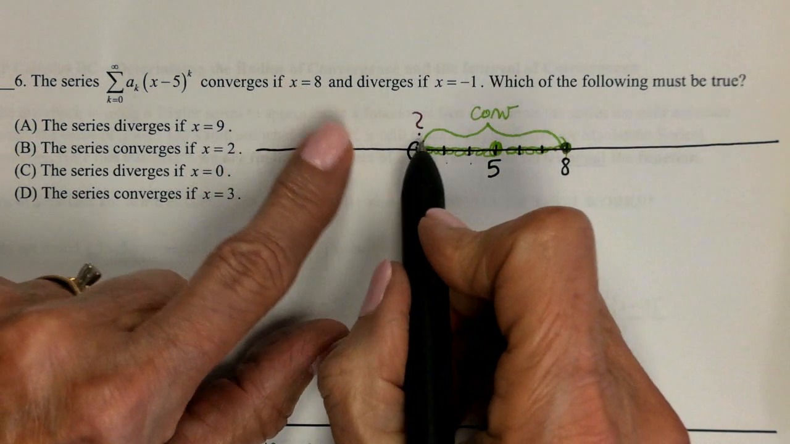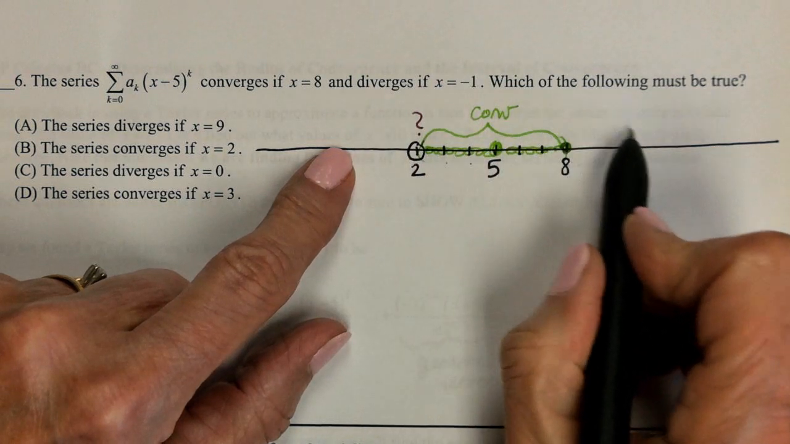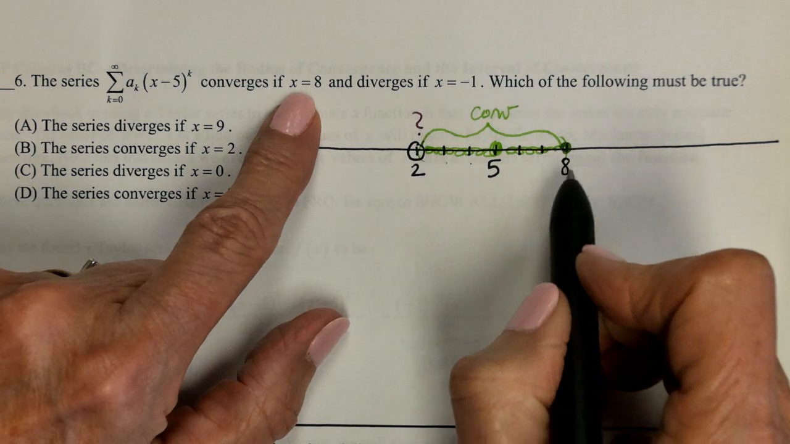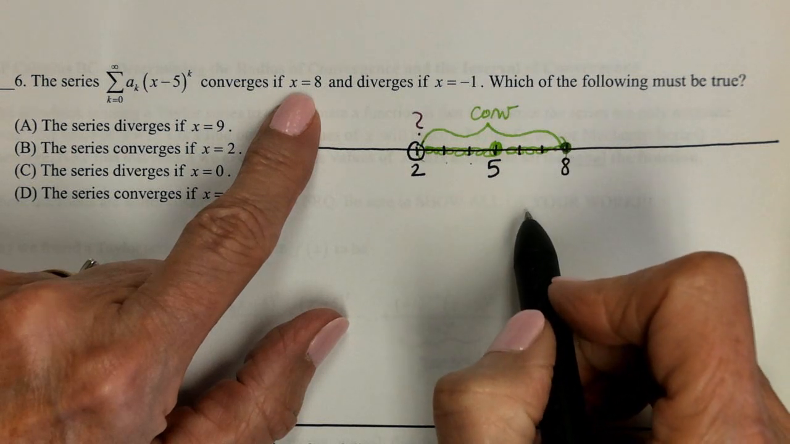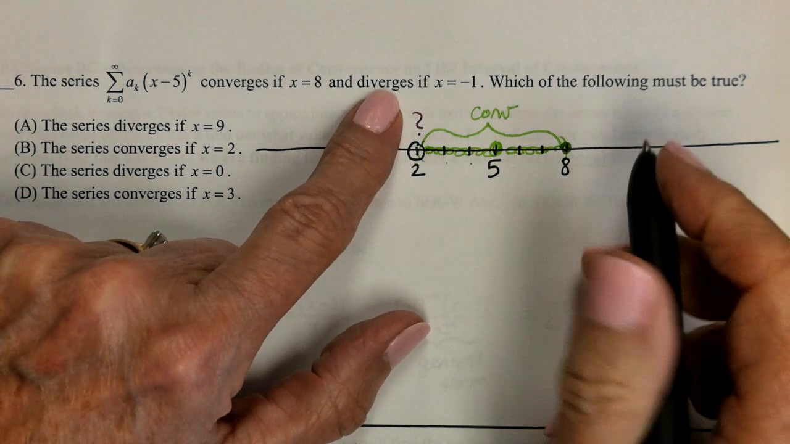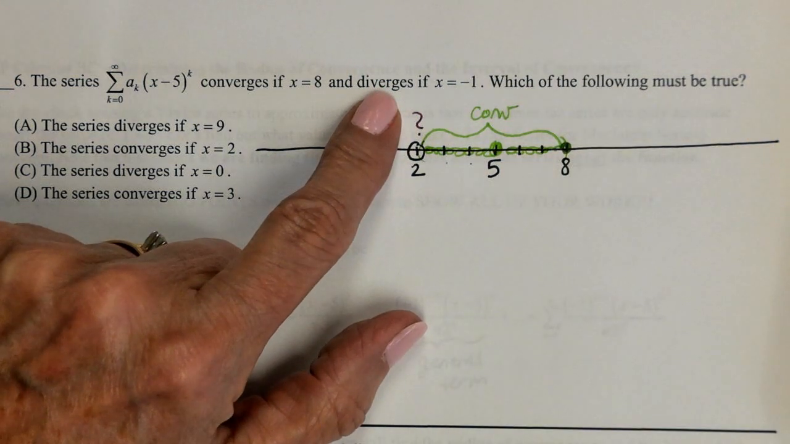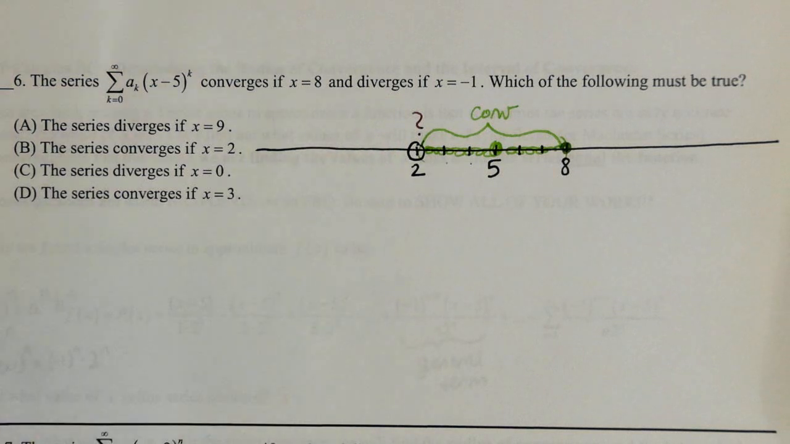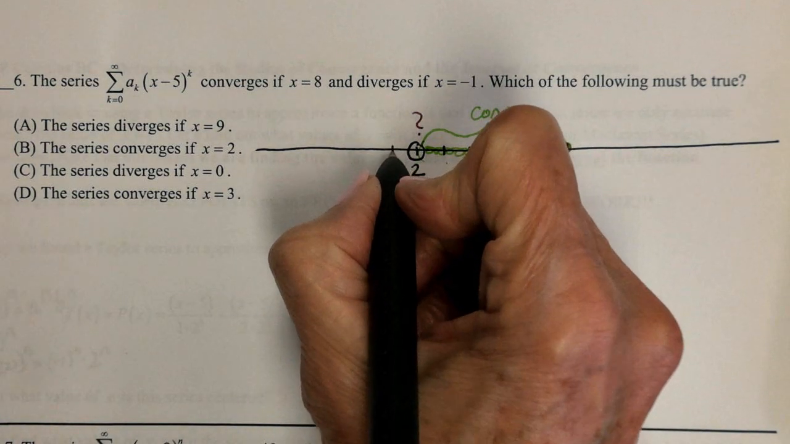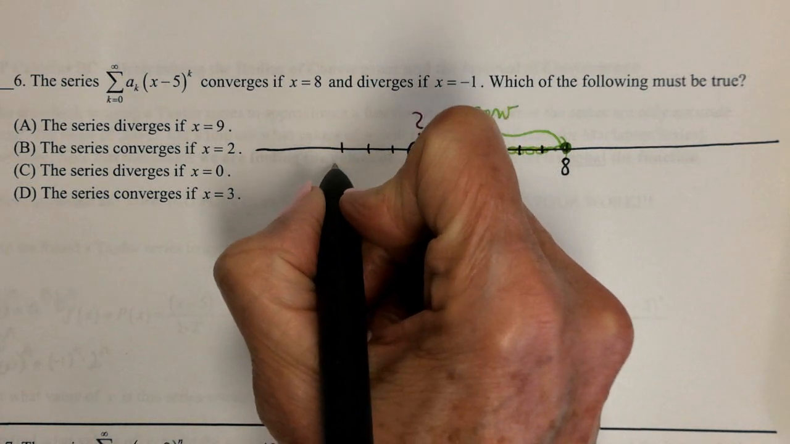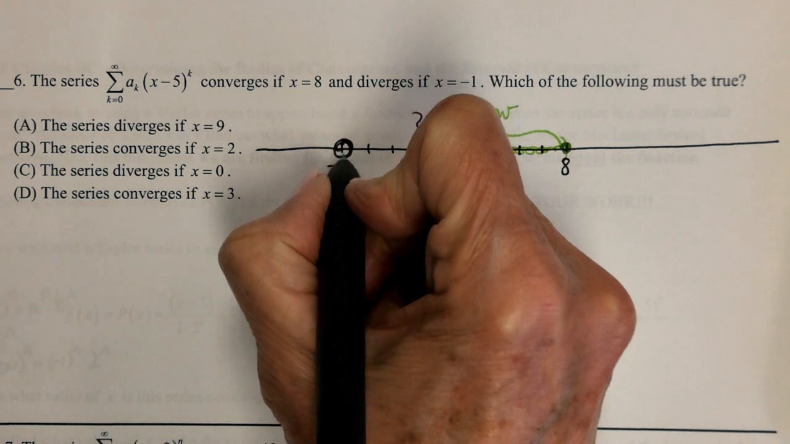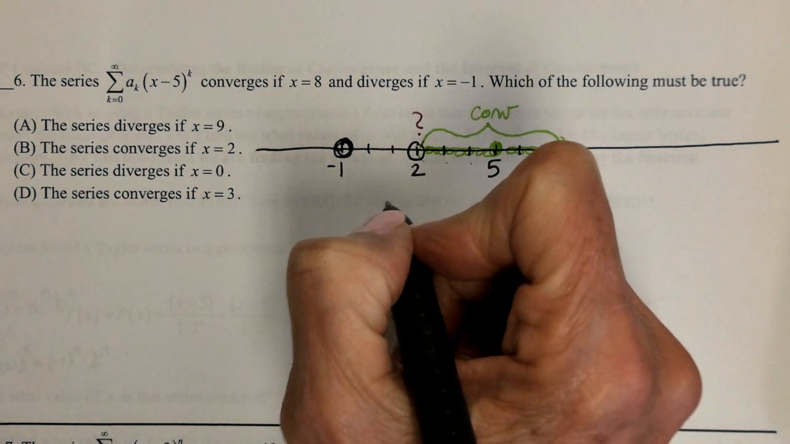Now, could the interval of convergence be wider? Yeah, it could be. But maybe not. All I know is that I'm converging at 8. Okay? And I know I diverge at -1. So diverge at -1. I'm just going to use my black for diverging. Okay, at -1. So 1, 0, -1. Here's -1, and I diverge there. I'm going to put an open circle for diverging.